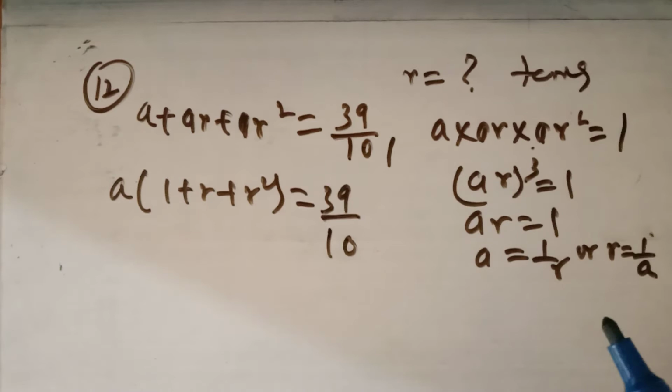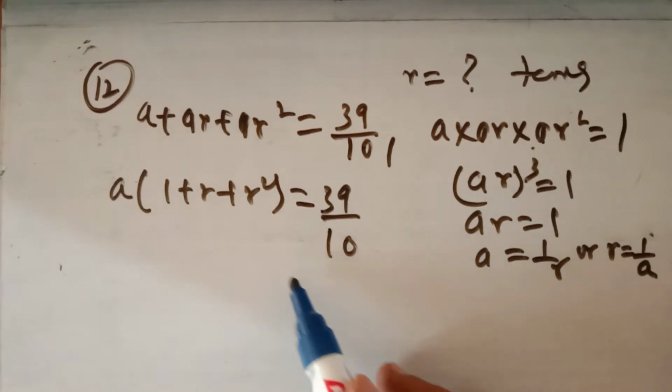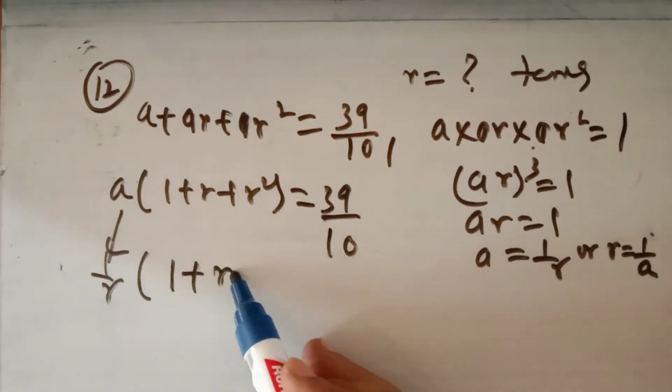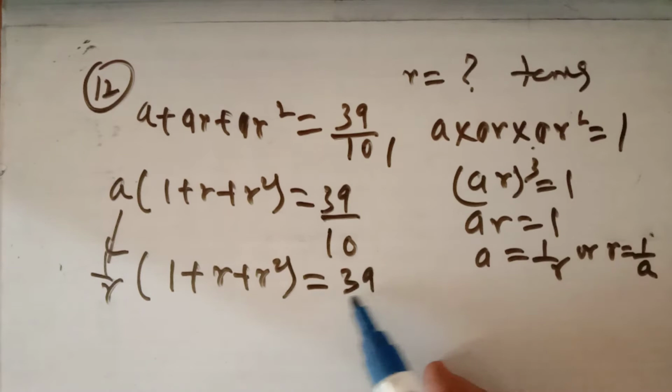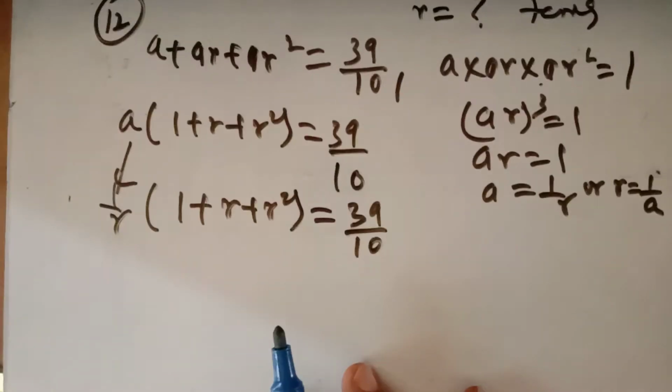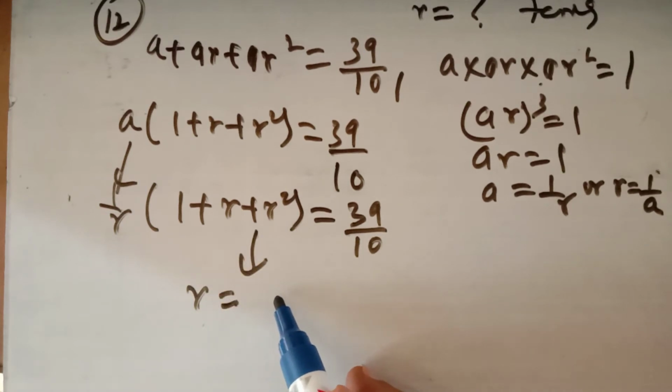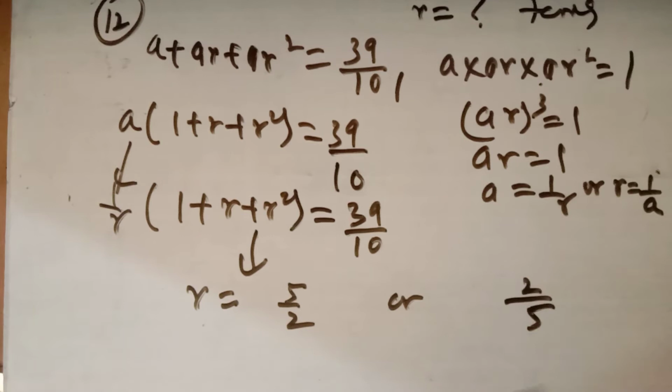You can replace, it is given that because AR is equal to 1, so in place of A you can write 1 upon R, or you can divide these two equations, and when you solve these two equations and replace this A by 1 upon R, you'll get a quadratic equation in terms of R, and when you solve this quadratic equation, you'll get the value of R as 5 by 2 or 2 by 5. The common ratio can be either.